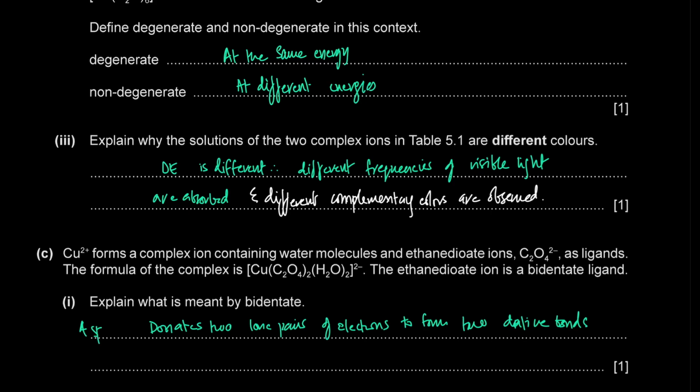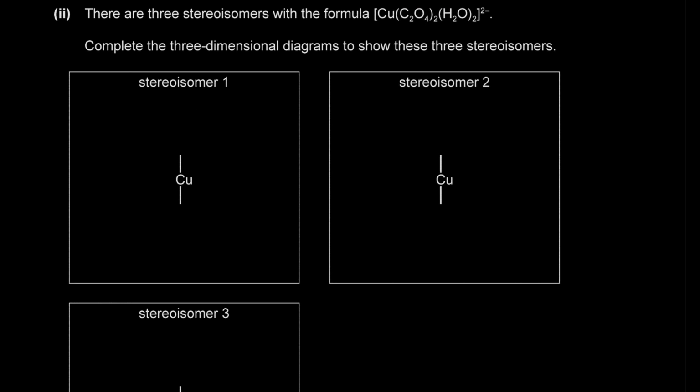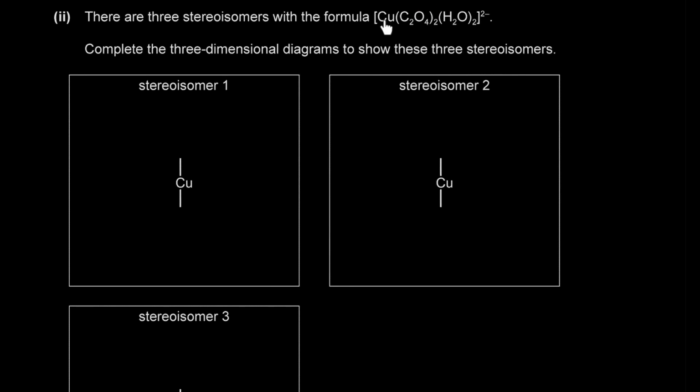Specifically, a species that donates two lone pairs of electrons to form two dative bonds. There are three stereoisomers with the formula Cu(C2O4)2(H2O)2 2-. Complete the three-dimensional diagrams to show these three stereoisomers. This is the structure of C2O4 2-, okay? It's ethane dioate.